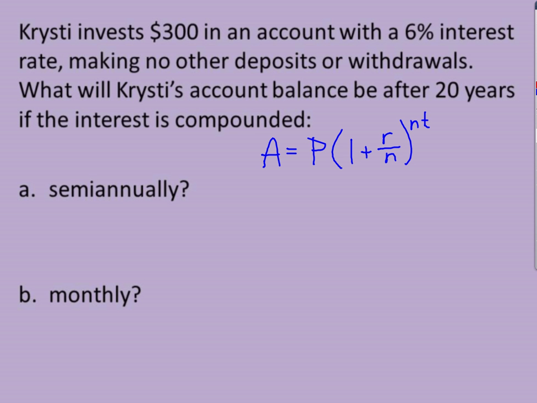So our formula is A is equal to P times 1 plus r over n raised to the n times t power. Now P is your initial amount of principal, so that's the $300 that she puts into the account. R is your interest rate. It tells you the interest rate is 6%, but 6% written as a decimal, you take the decimal place and move it 2 places to the left, so this will be 0.06 for our interest rate.